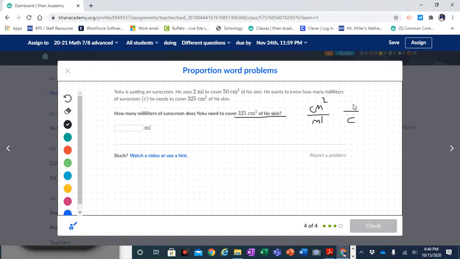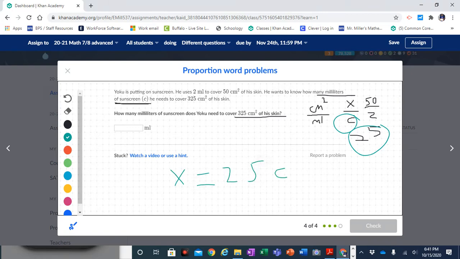And for centimeters squared, we're just going to use maybe X. So for the centimeters squared, we were given the number 50. And for the milliliters, how many milliliters of sunscreen C? So milliliters are telling us to use the letter C. We're going to put the 2. So that would give you 25. So that would mean that your equation then is going to be the bottom letter C with the 25. So this is going to be X equals 25C.